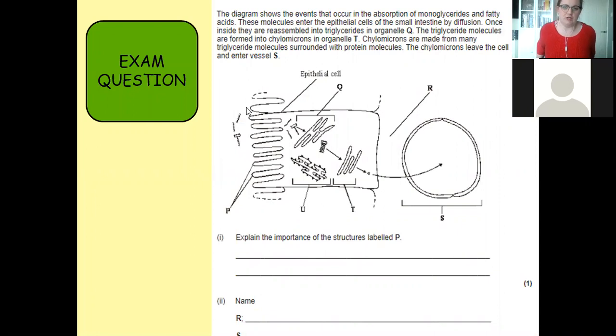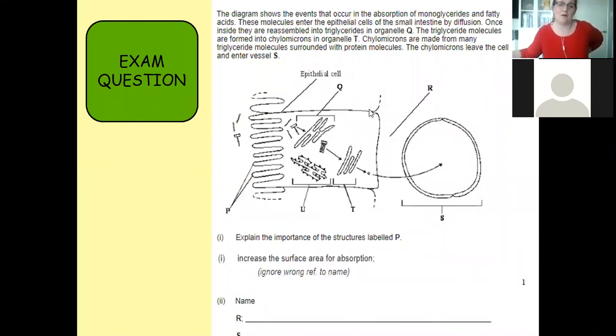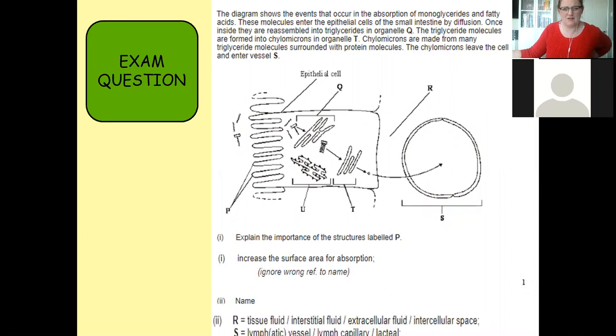Explain the importance of structures labeled P. I can't see P. Okay, got microvilli. Why are microvilli important? Well, they increase the surface area for absorption. Name R and S. So obviously S, I'm assuming we're talking about a blood vessel, a capillary, and R will be our intercellular space. So tissue fluid, interstitial fluid, extracellular fluid, intercellular space. S, lymphatic vessel, lymph capillary, or lacteal.